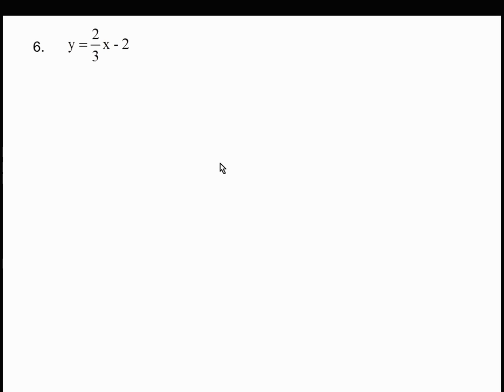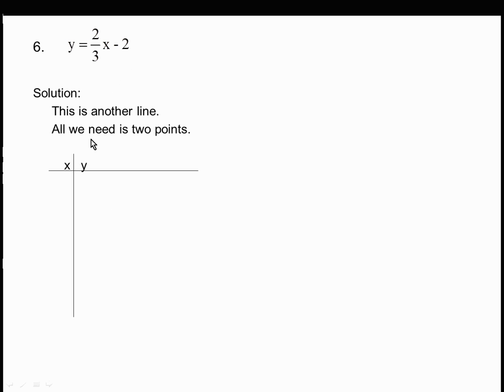I have y equals 2/3 x minus 2. Now, this is also a line. The reason I went back to drawing a line is I want to show you some of the flaws of always using 0, 1, and -1. So this is another line. All we need is 2 points, but because it says y equals, I'll go ahead and plot a third one. So I'm still going to pick 0. 0 is always a good point.